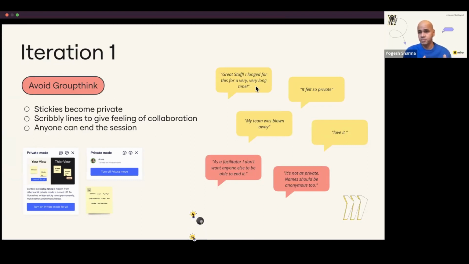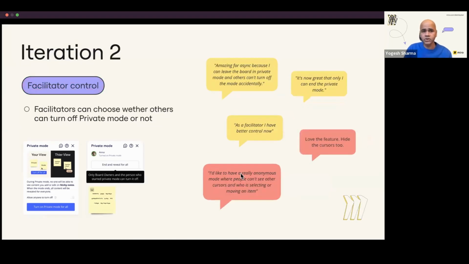While people were happy that the feature was finally there, they were asking for facilitator controls, like, "I don't want anyone else to be able to end it," or "I still need anonymous mode. This is not complete." And I think that's the beauty of building in iterations, that you also learn along the way. So the next iteration was giving the facilitators the control so that only they can end it.